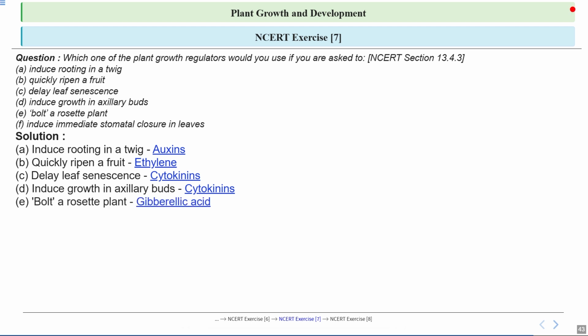To bolt a rosette, I've told you already, bolting means gibberellic acid. So keep in your mind that bolting equals gibberellic acid. It triggers the plant to grow tall and flower rapidly, which is important in crops like lettuce or cabbage when we want them to flower for seed production. To induce immediate stomatal closure in leaves, abscisic acid is the key hormone. We have already talked about why it is called the stress hormone. It acts like an emergency signal, telling the plant to close its stomata very quickly to conserve water during a stress period or during drought.